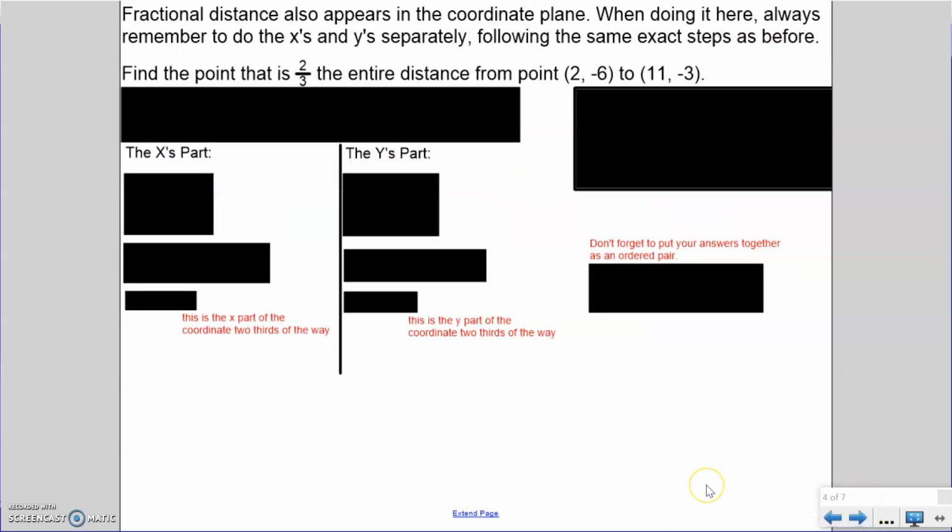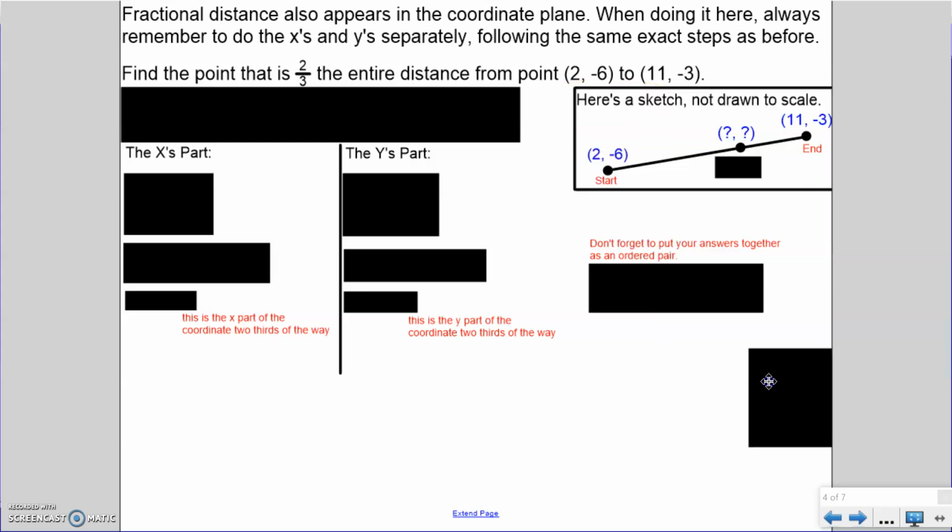Alright, fractional distance also appears in the coordinate plane. When doing it here, always remember to do the x's and the y's separately. Follow the exact same steps as before. So find the point that is 2/3 the distance from the point 2, -6 to 11, -3. Here's a picture, not drawn to scale, so a sketch. So we're starting at 2, -6, we're going upwards until we reach 11, -3. But we're actually finding the point 2/3 of the way up there, so we're finding this mystery point.